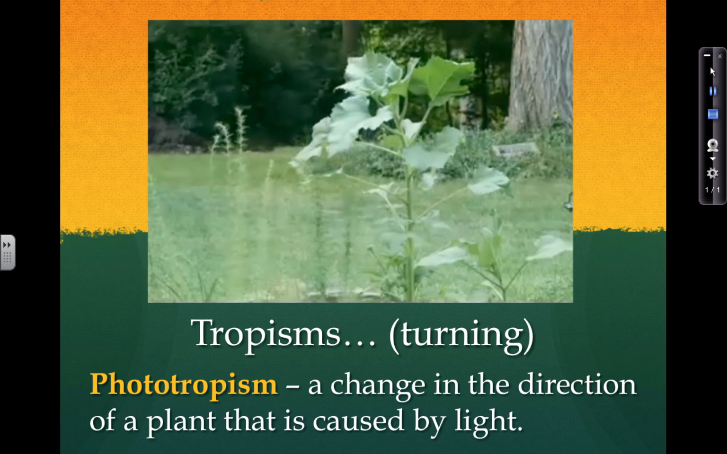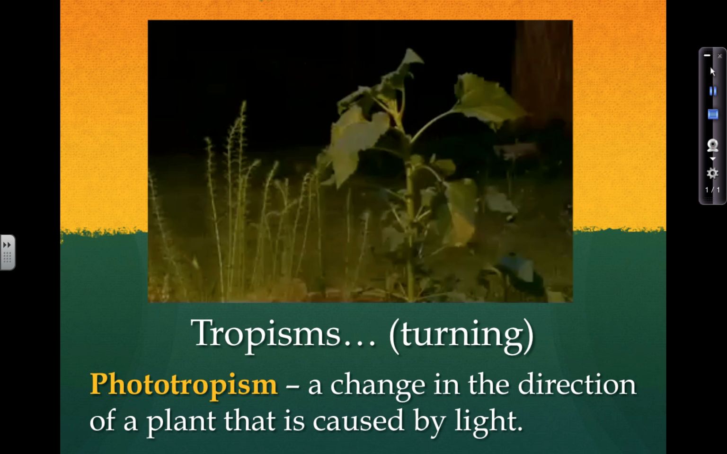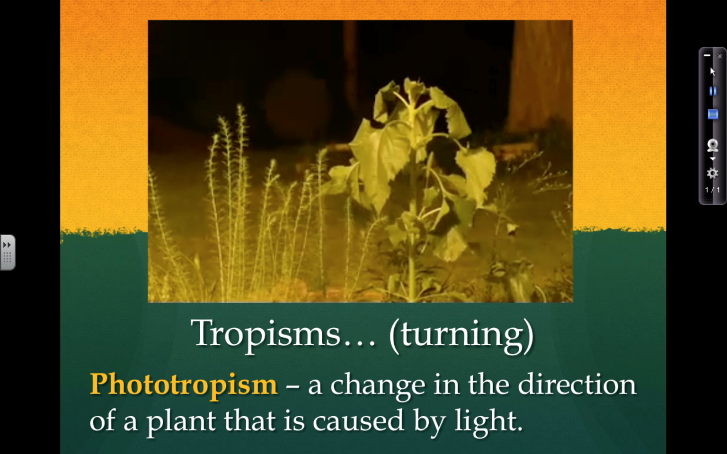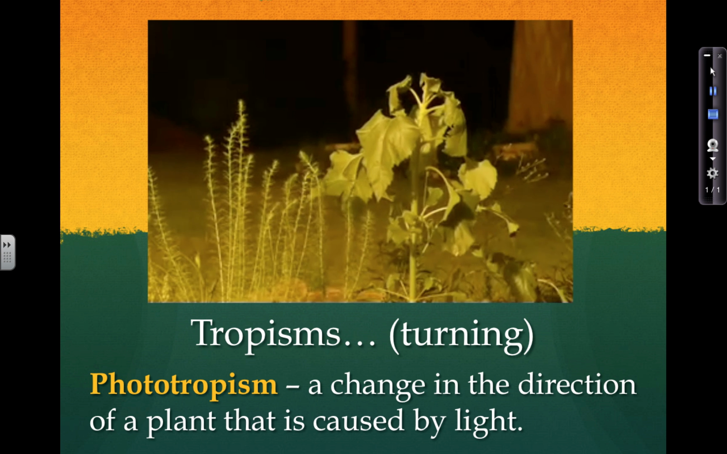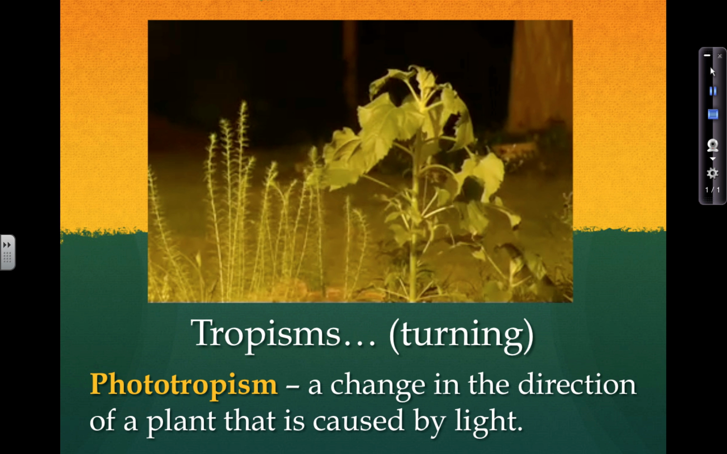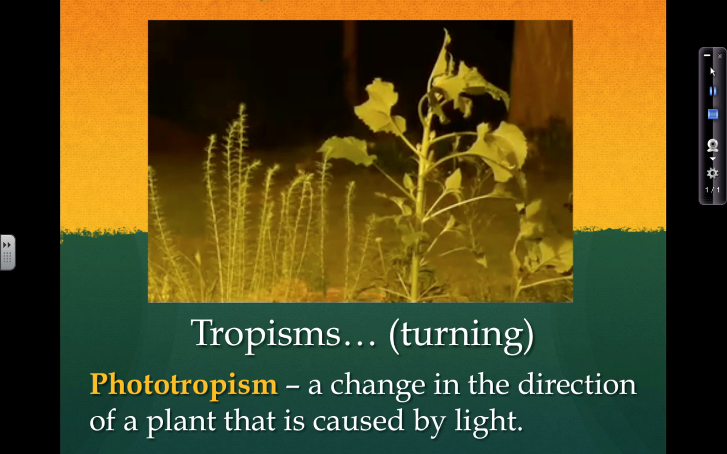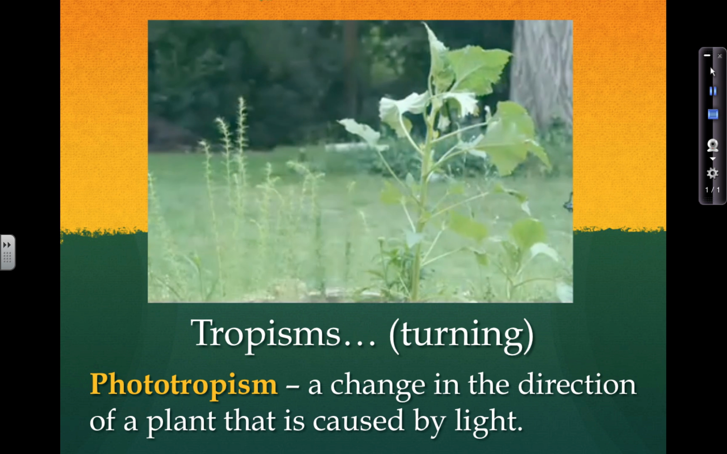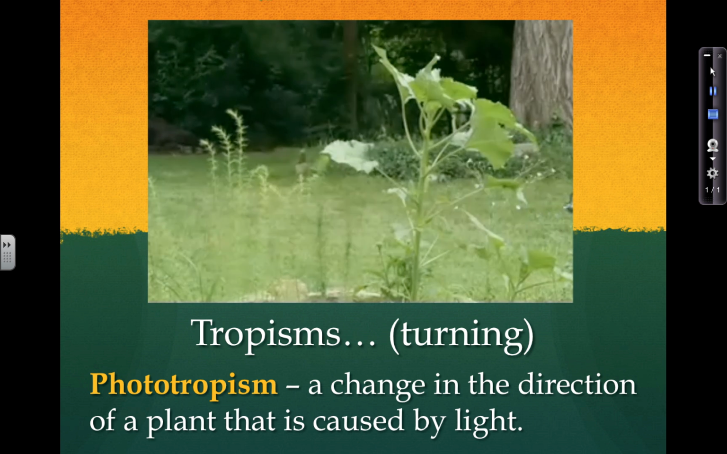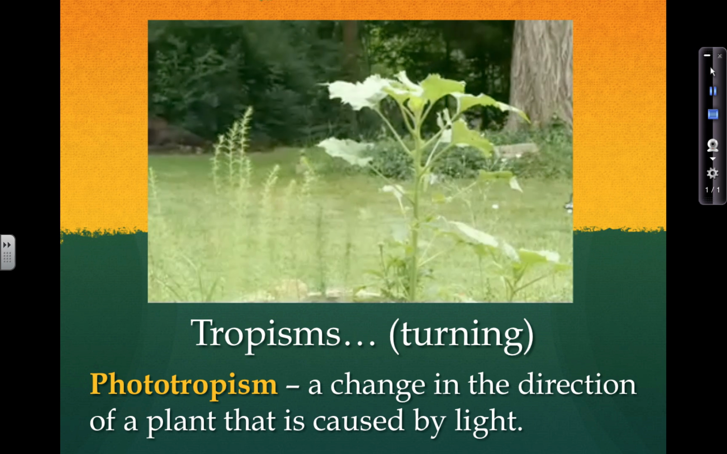Now watch, as the sun goes down, the plant drops its leaves. It doesn't want to waste the energy that it needs to hold them up when it's not making any energy. So as the sun comes up again, up go the leaves to get ready to follow the sun again. So phototropism is a change in the direction of a plant that's caused by light.